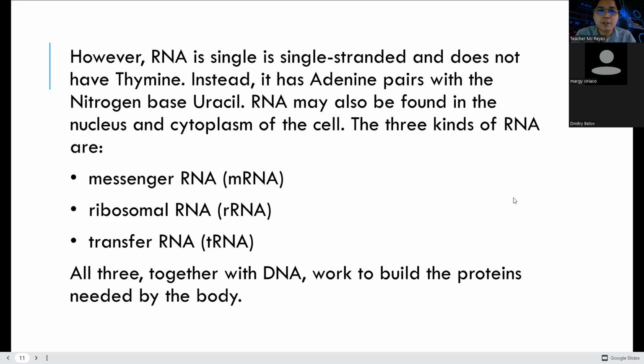That's what makes RNA unique, because it actually contains uracil rather than thymine. RNA may also be found in the nucleus and cytoplasm of the cell. There are 3 kinds of RNA. Take note, this is based on their function.